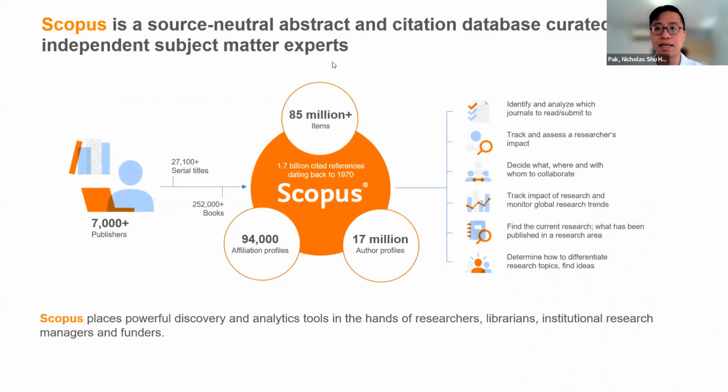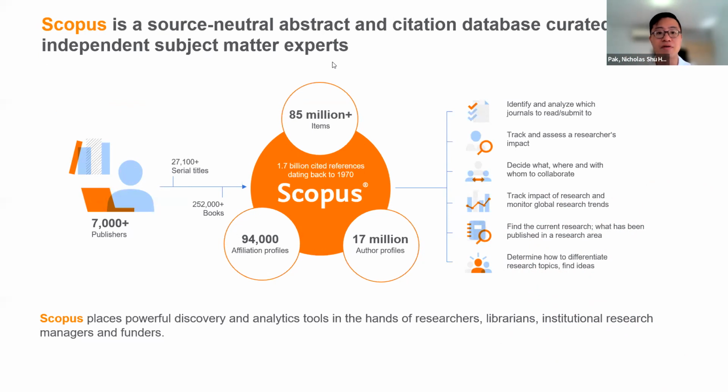So Scopus, there's a very big difference between Scopus and ScienceDirect. ScienceDirect, like we discussed, is a full text article database. Scopus is the world's largest abstract indexing database, right? We get the content from over about 7,000 publishers, from over 27 journals itself, and about 250,000 books. And we are actually able to aggregate this into over 85 million items with 1.7 billion cited references. And we use this to create over 17 million author profiles and about 94,000 affiliation profiles.